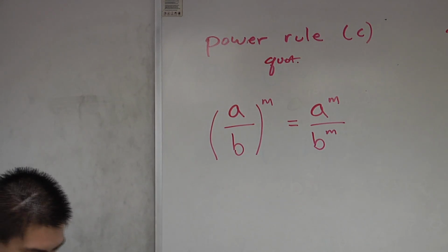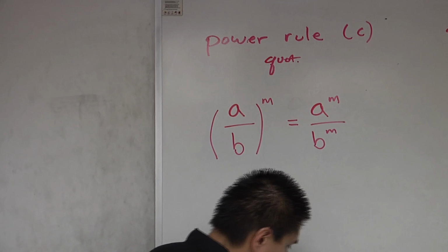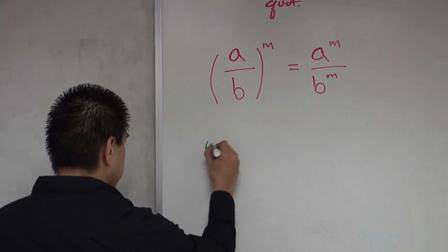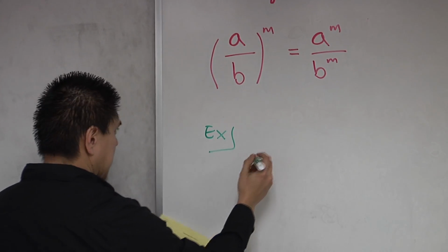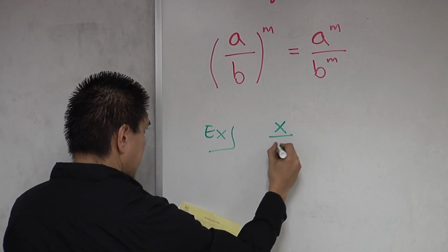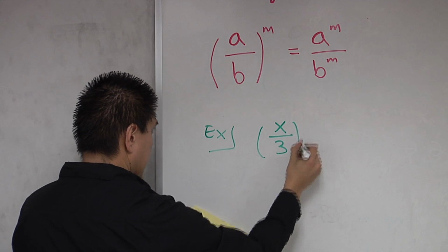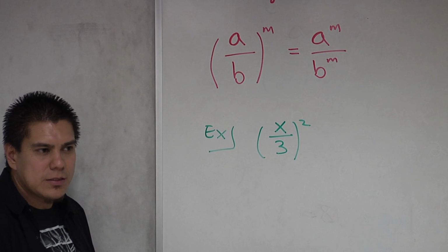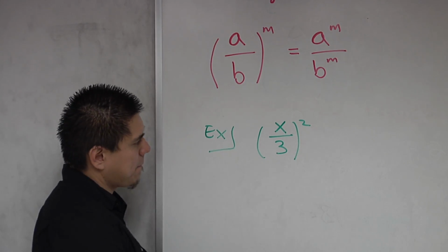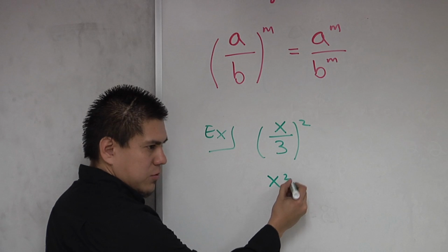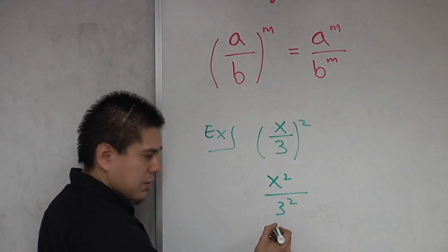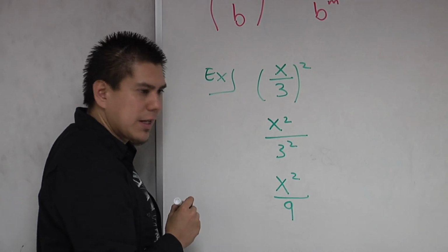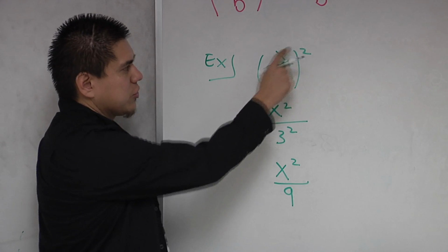Okay, good. So let me write an example of one here. This is a good one. How about x over 3, quantity squared. How would we write this one out? X squared over 9. I'm going to go ahead and write every single step here, but you're correct, x squared over 9 in that case. And again, it just goes to each one.